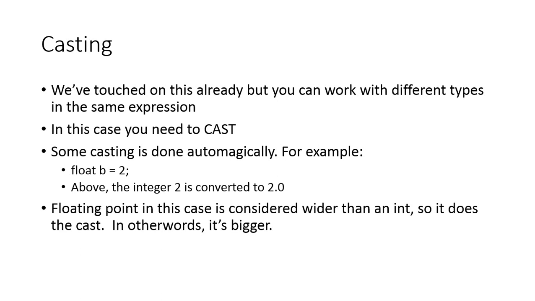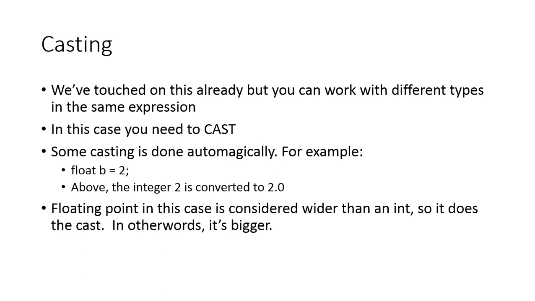Now, that's a more complex example, but a more simple example, and one that does it implicitly for you, is, for example, if you say float b equals 2. In the above case, the integer 2 is going to be converted to 2.0. Floating point is considered wider than an int because it can hold more data than an int. So it does the cast. Anytime you're going from a smaller value to something that's wider than it, it'll implicitly do the cast for you.